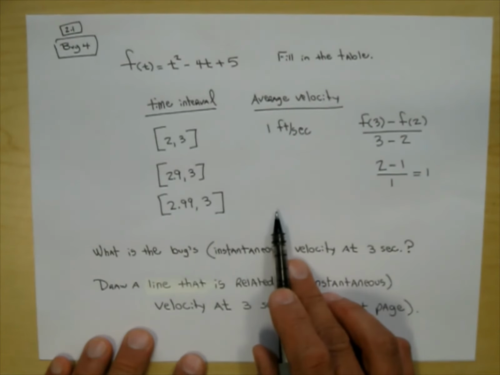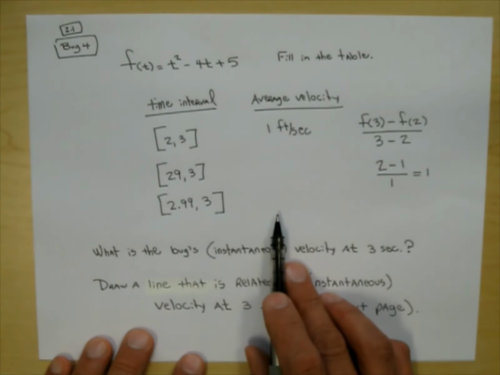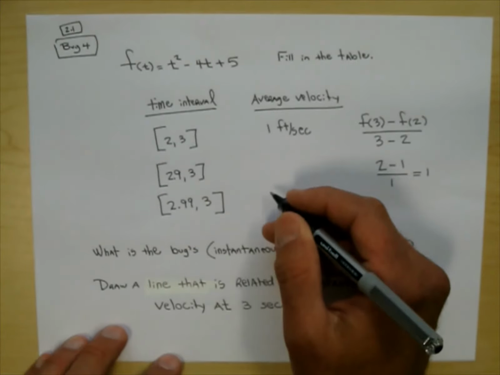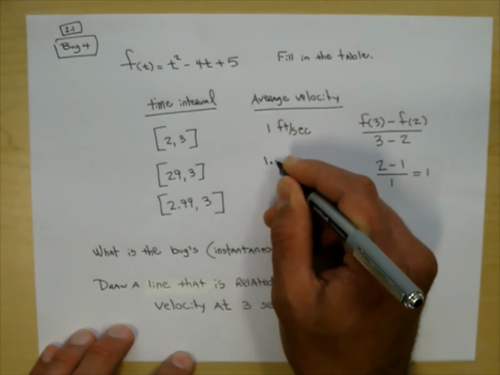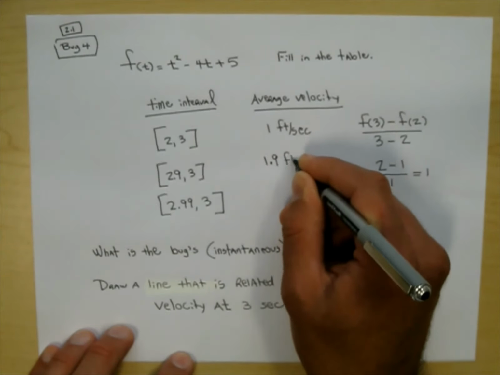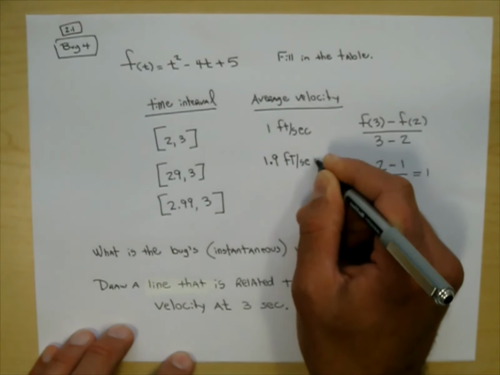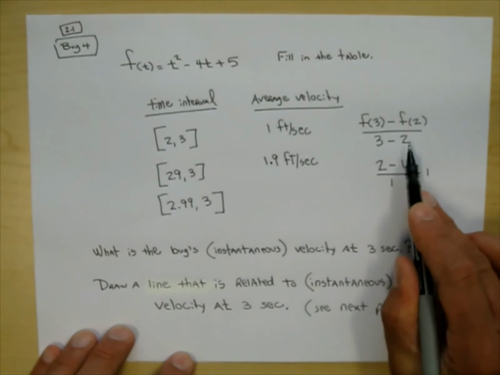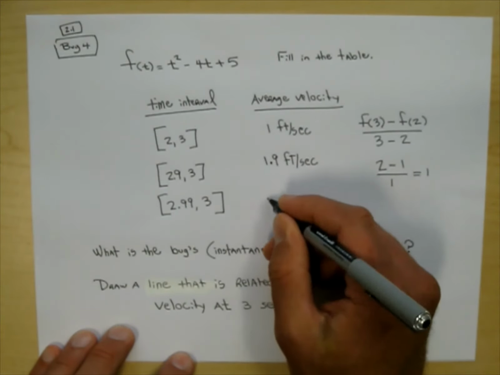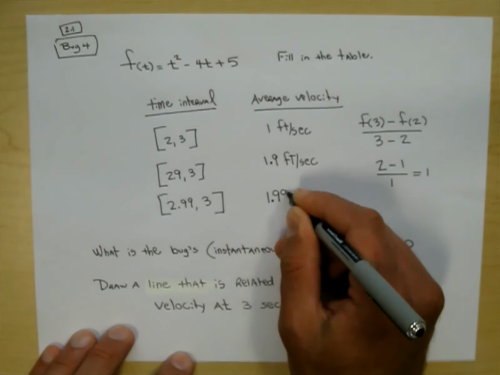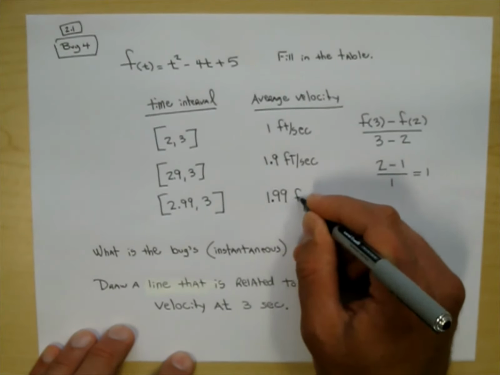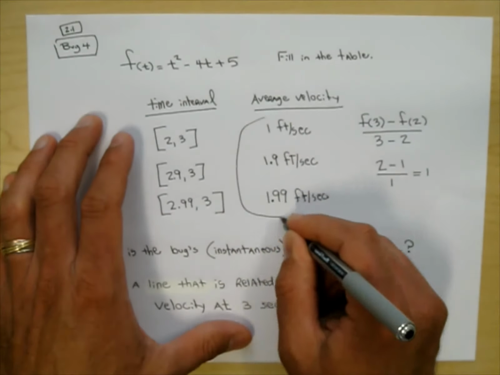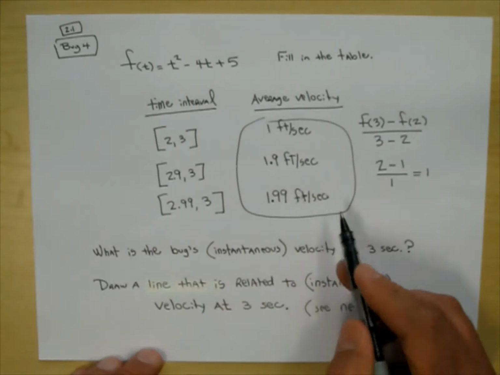Now I'm just going to fill in the rest. You could pause this video and see if you can get these answers on your calculator. So when I got 2.9 to 3, I put that in my calculator and got 1.9 feet per second. And then when I plugged in 2.99, right there and right there, I ended up getting 1.99 feet per second. So here's the answer to this problem here, where I smeared that a little.